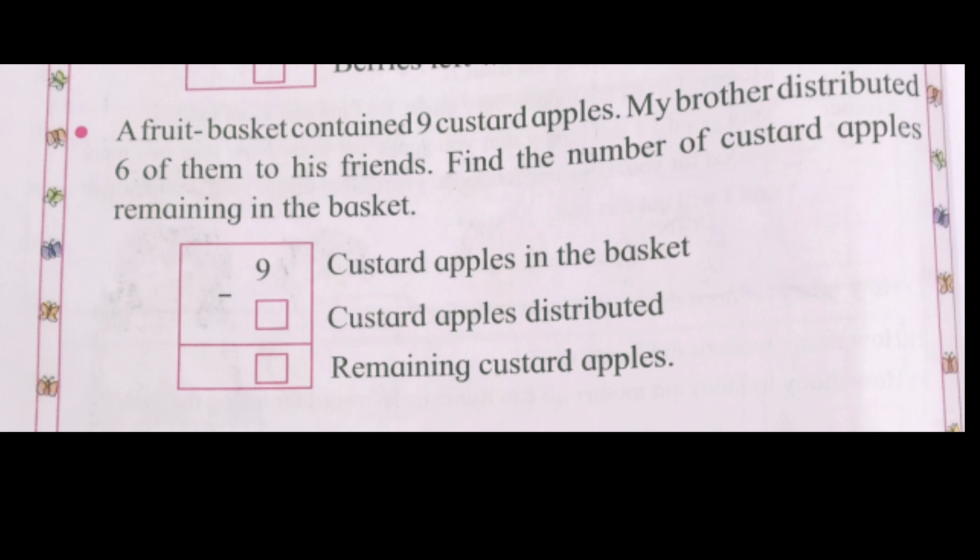A fruit basket contained 9 custard apples. My brother distributed 6 of them to his friends. Find the number of custard apples remaining in the basket. So children, here remaining means you have to do subtraction. So 9 custard apples in the basket, and how many custard apples are distributed? Correct, 6. So we write here 6.